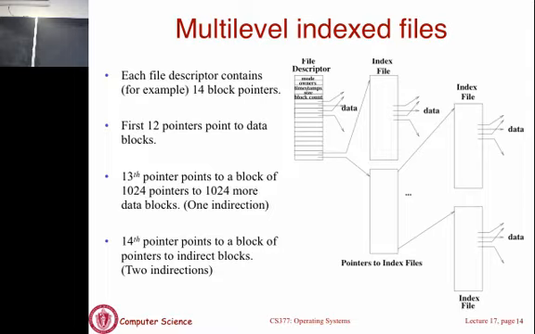And each one of those 1,024 pointers points to another index of 1,024 pointers. And those pointers finally point to pieces of data on the disk. Right, so this is basically multiple levels of indirection. Is there a question? Yeah.